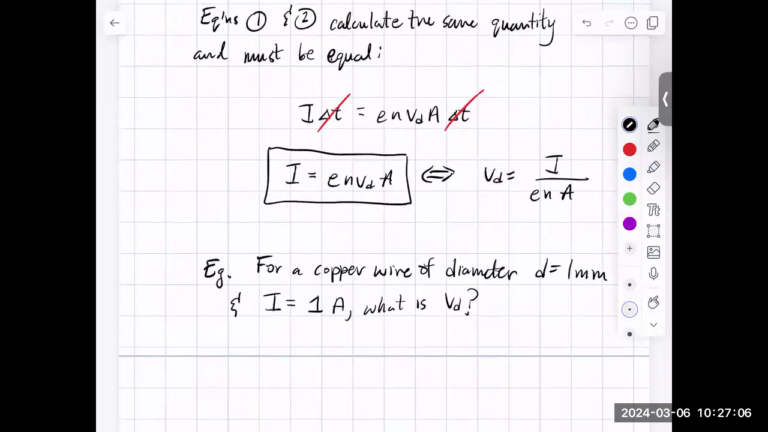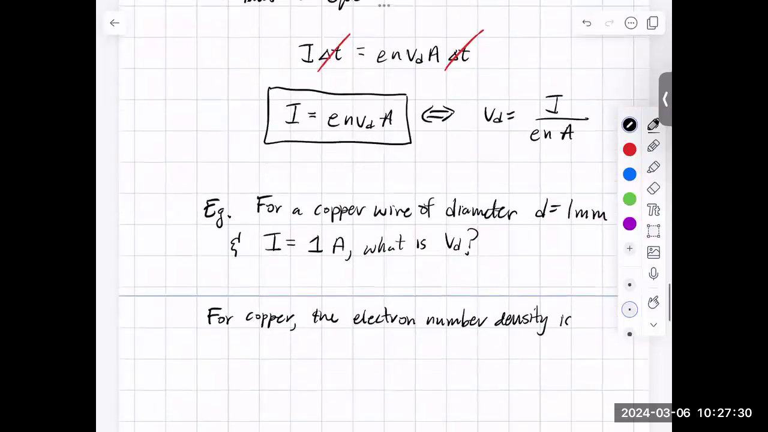Okay, so what we're going to need to know is little n, the number of electrons per unit volume for copper. So for copper, the electron number density is n equal to 8.3 times 10 to the 28 electrons per cubic meter.